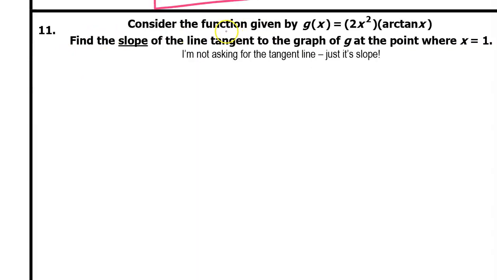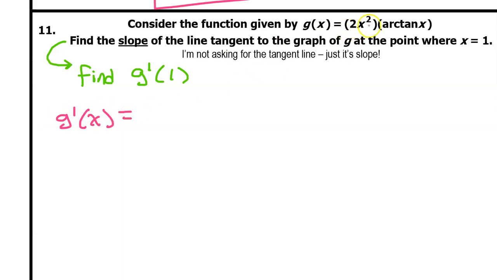Number 11. Consider the function g of x equals 2x squared times arctangent x. Find the slope of the line tangent to the graph of g at the point x equals 1. Are you telling me to find the slope of a curve at a point? That's derivative. So really they are just asking us to find g prime at 1. So let's do it. g prime of x.